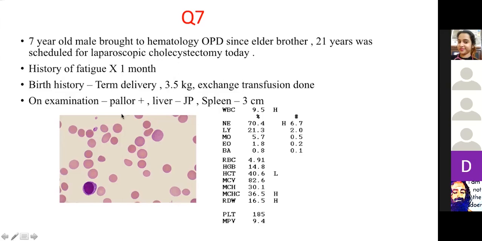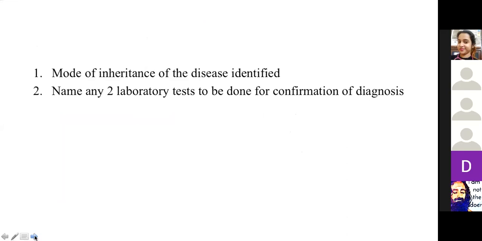So you have seen this child who's 7 years old, who's brought to your OPD. A 21-year-old sibling is admitted for cholecystectomy. There is fatigue. There is history of neonatal jaundice. There is pallor. There is splenomegaly, and you have a CBC Coulter report and a peripheral smear picture. The question is, what is the mode of inheritance of this disease? And name 2 lab tests to be done for confirmation of diagnosis.